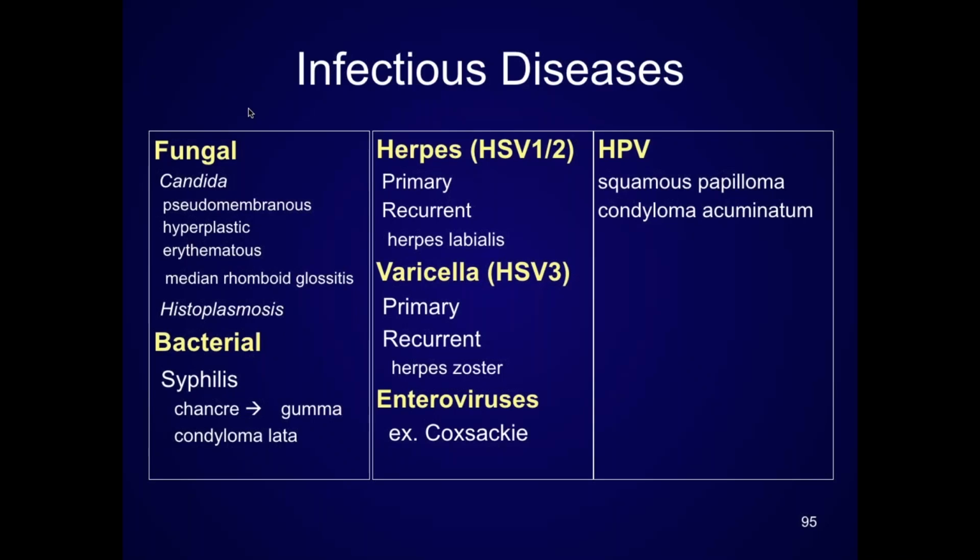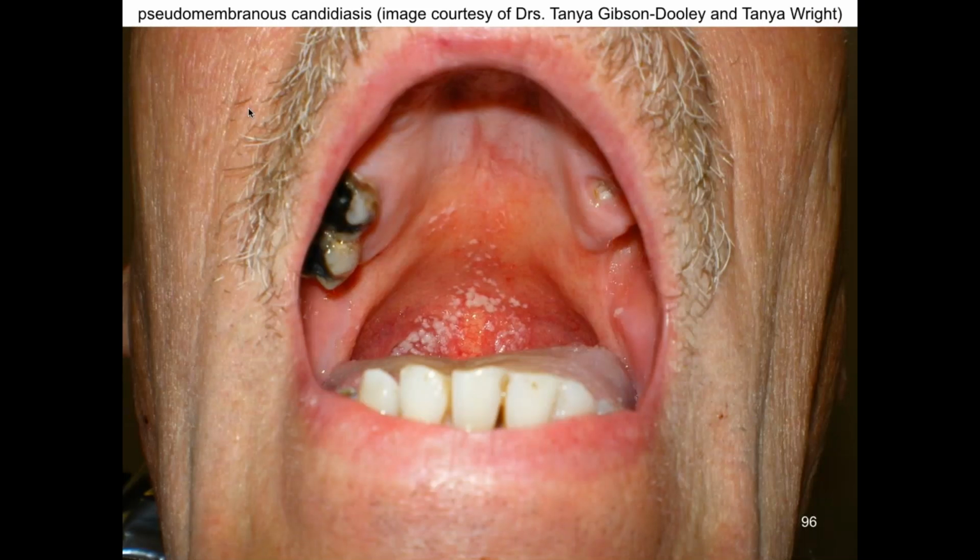The herpes viruses and the enteroviruses like Coxsackie virus can cause oral ulcerations, and usually those are the ones that start with a blister. They will oftentimes affect the gingiva as well as the oral mucosa, and there's oftentimes fever and malaise. And then just for completeness sake, because we're going to talk about HPV, those are the ones that cause the papillomas and the condylomas. So history helps, right?